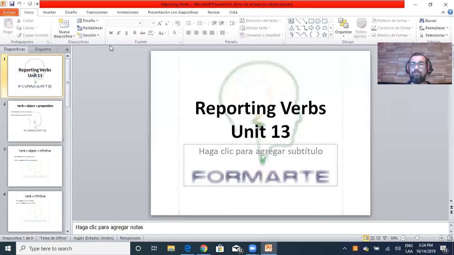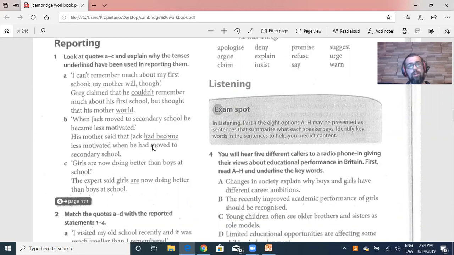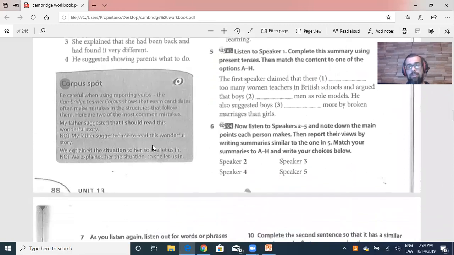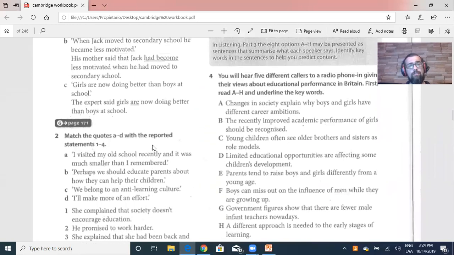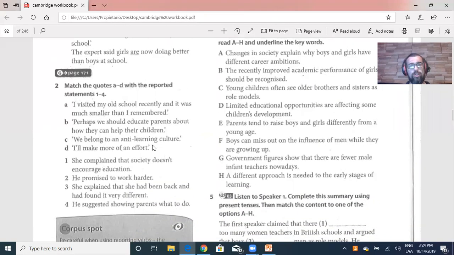In general, there are different ways of using these verbs, and I will, again, send you that link so that you will be able to see them in detail. So please work with this exercise. As you can see on page 88, here is part number 2, where it says match the quotes A and D with the reported statements 1 and 4. So let's do that right now so that you can warm up a little with the reporting verbs.